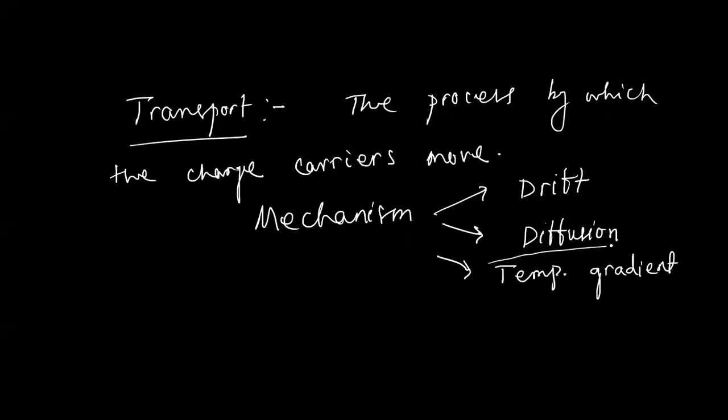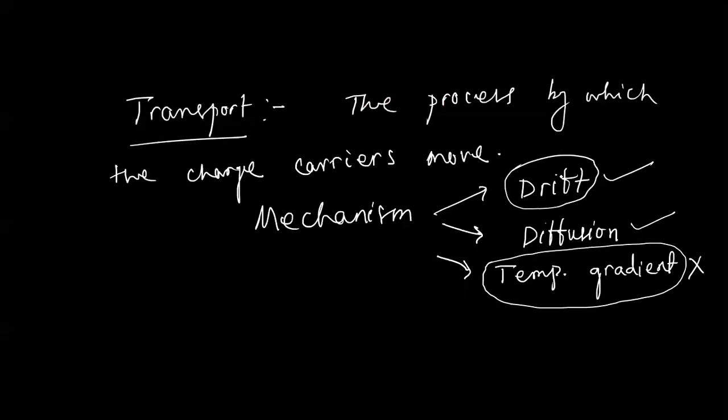But in this case we are not considering the temperature gradient; we consider thermal equilibrium. There is no temperature gradient in the semiconductor, so we are not considering it. So we have only two mechanisms left to describe carrier transport phenomena. One is drift, the other is diffusion. We are going to see them one by one. Let us first focus on drift. What do you mean by drift?